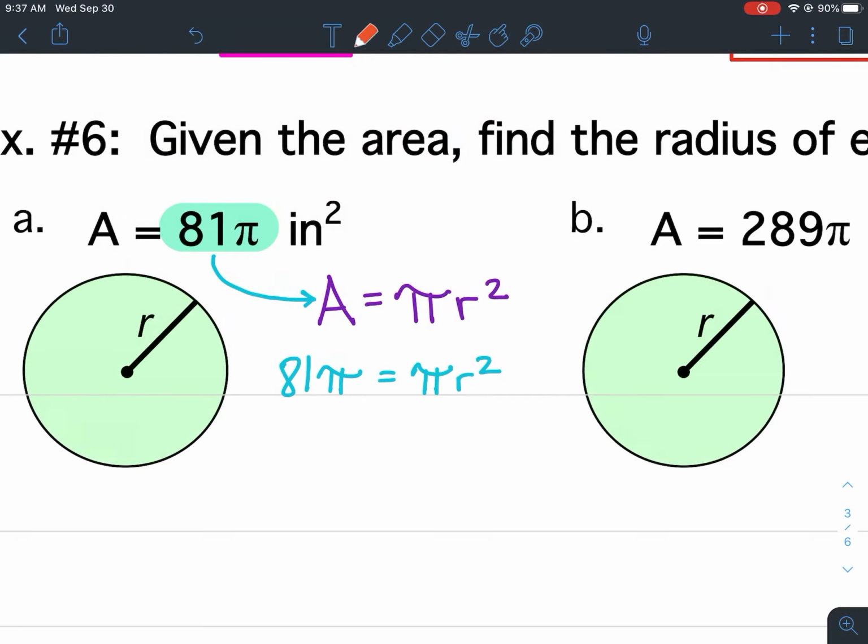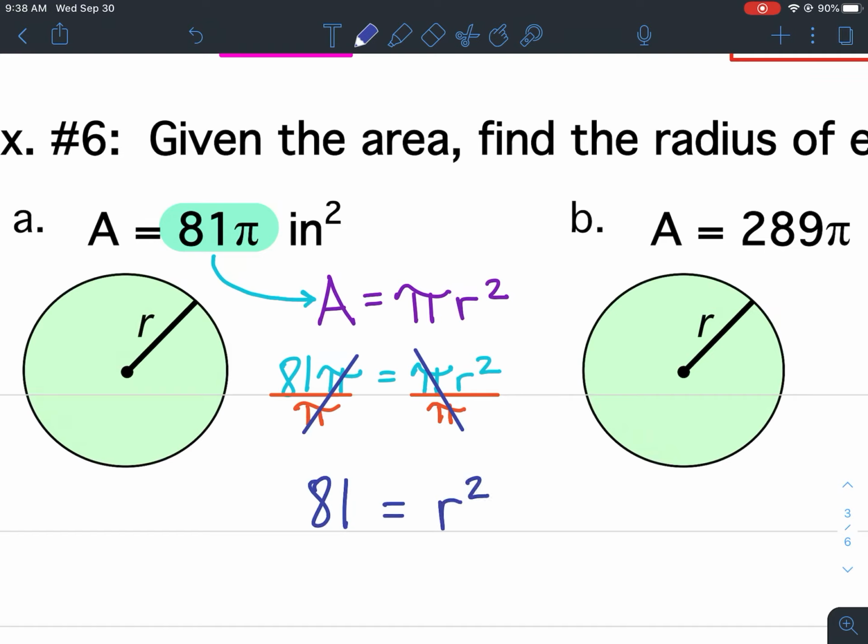So again, step 1 is to divide both sides by pi. By dividing both sides by pi, the pi's on this side cancel, the pi's on that side cancel. So what is left on the left side? Just the 81. What is left on the right side? Just the r squared. So we have 81 equals r squared.